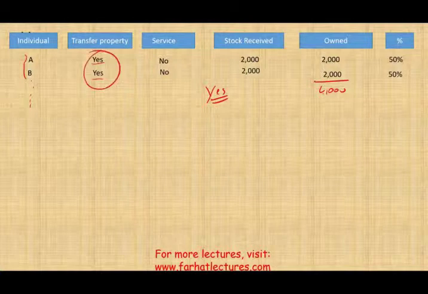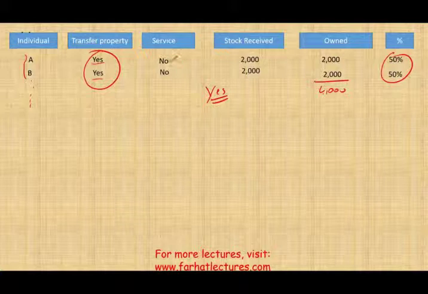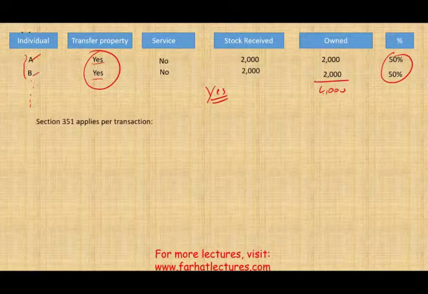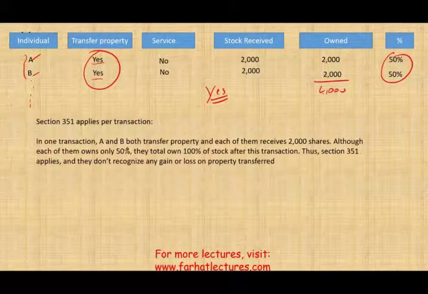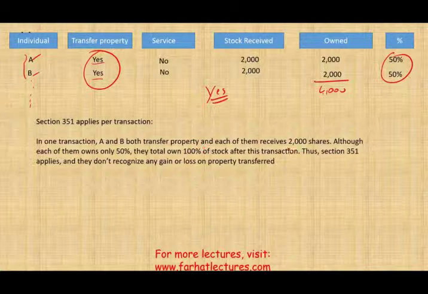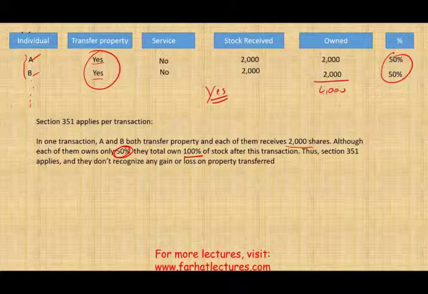So together, they own more than 80%. Therefore, Section 351 applies. So if A has a gain or a loss, it will not be recognized. B, same thing. Okay? So Section 351, remember, applies per transaction. In one transaction, A and B both transfer and each receive 2,000 shares, and although each one of them owns only 50%, together they own 100%.